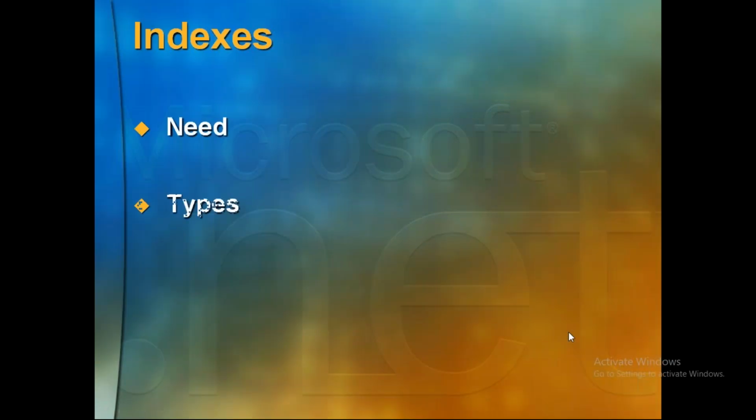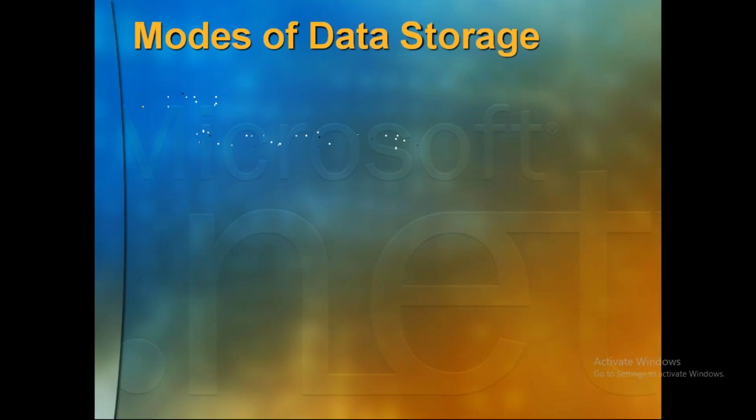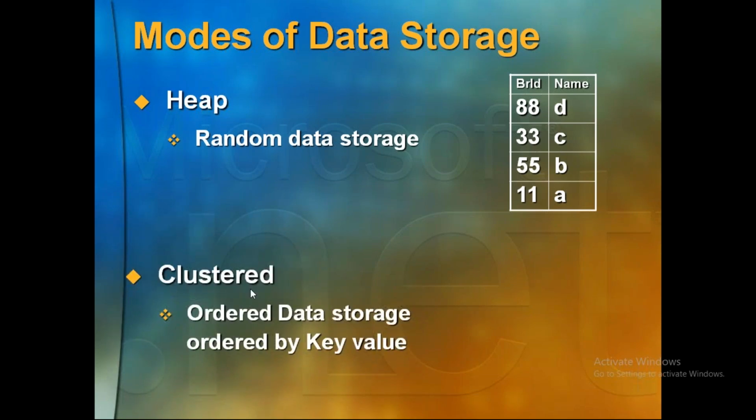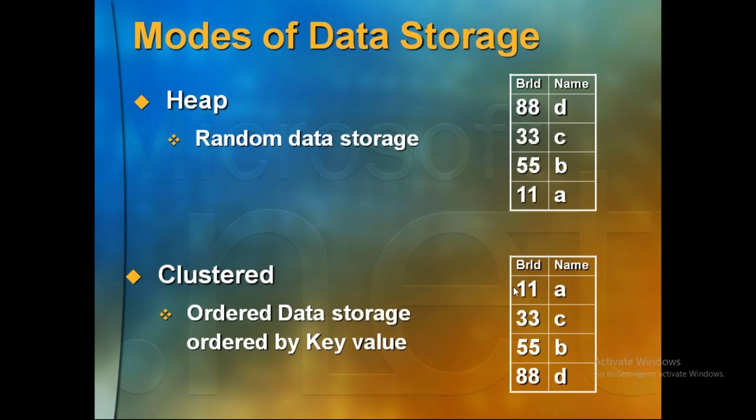Now, we were also discussing modes of data storage. Random data storage is a heap. Heap means it doesn't have any kind of structure. Data is not sorted internally in the data pages. But when you create a clustered index, the data is stored in order by the key value. Okay, so 1, 1, 3, 3, 5, something like this.